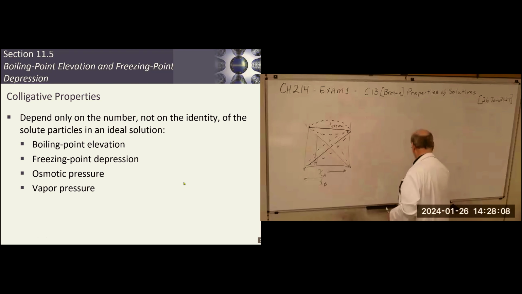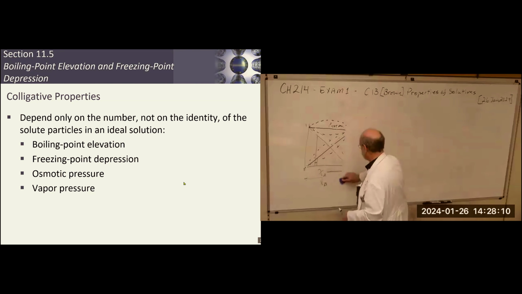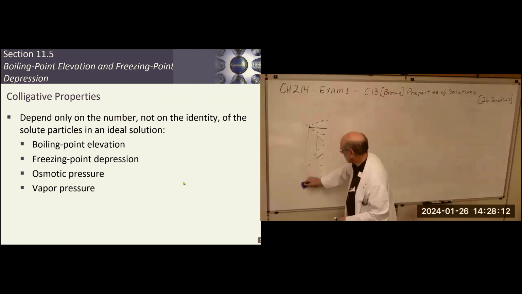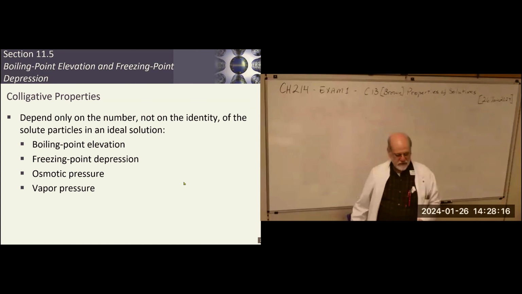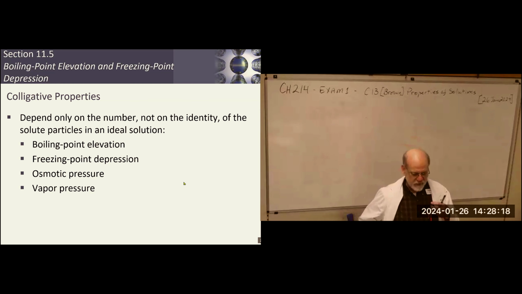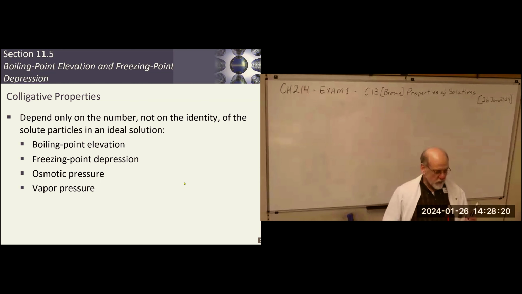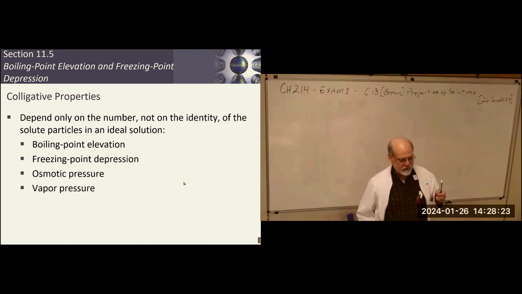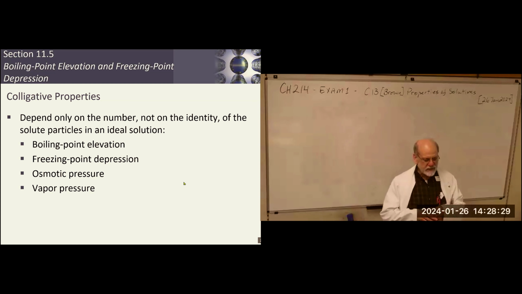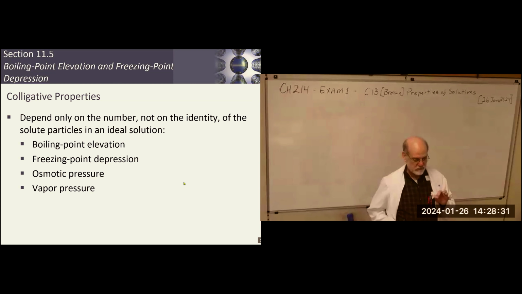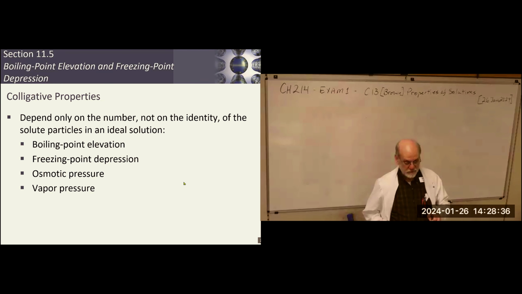Now let's talk about colligative properties. A colligative property is a property of a solution which does not depend on the nature of the solute, only the concentration of the solute in the solvent.